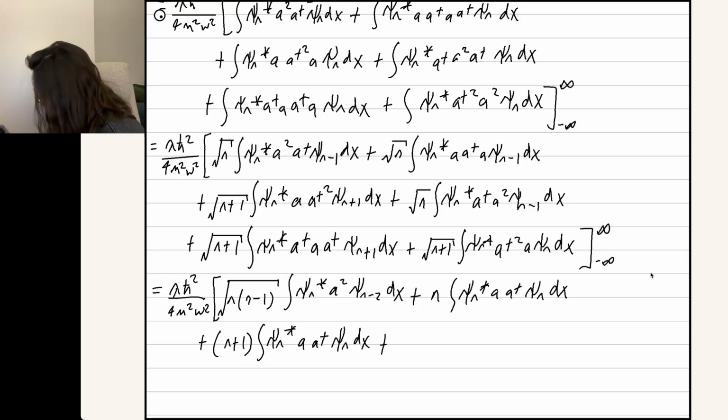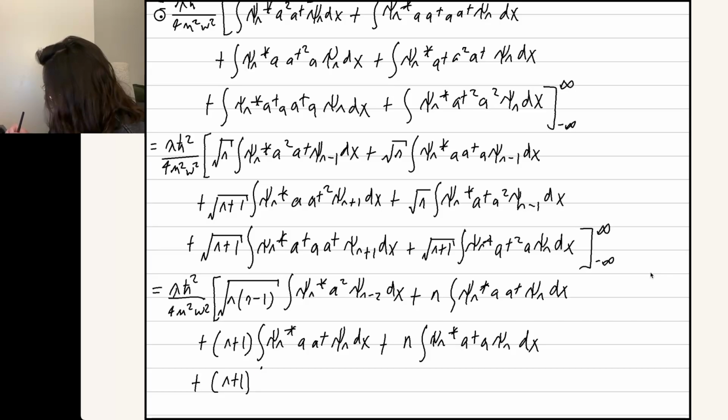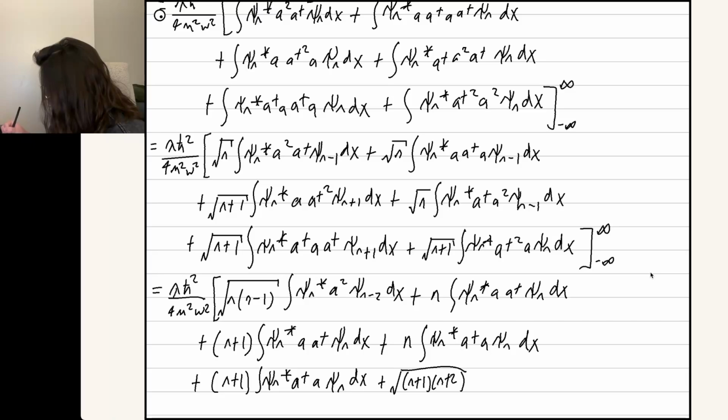plus, it's a raising operator, so an overall factor of n times psi n star a dagger a psi n dx, plus, it's a lowering operator, so an overall factor of n plus 1, integral psi n star a dagger a psi n dx, and then it's another raising operator, so it'll be n plus 1 times n plus 2, integral psi n star a dagger squared psi n dx. And I'm just going to look and see if I can collect any terms.